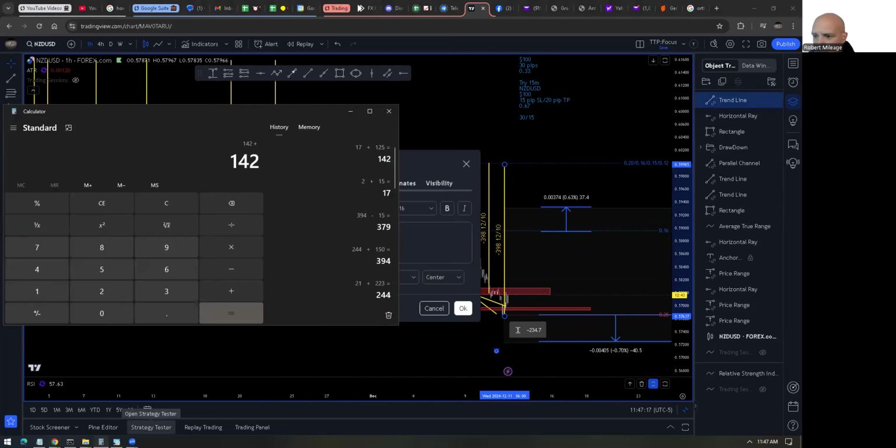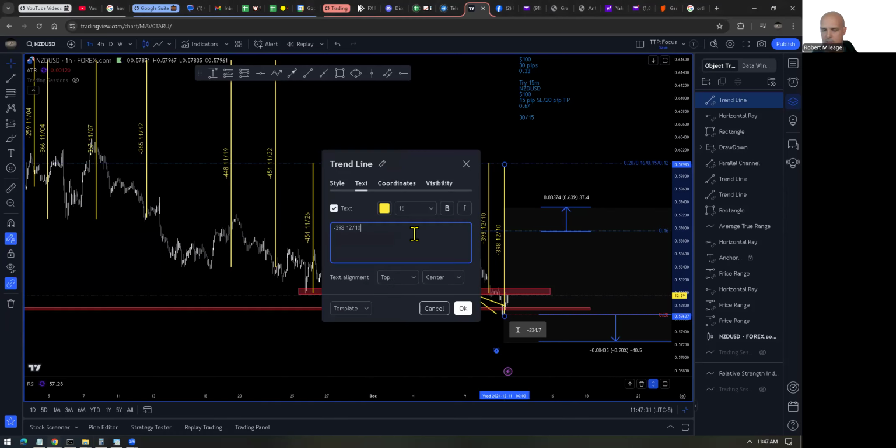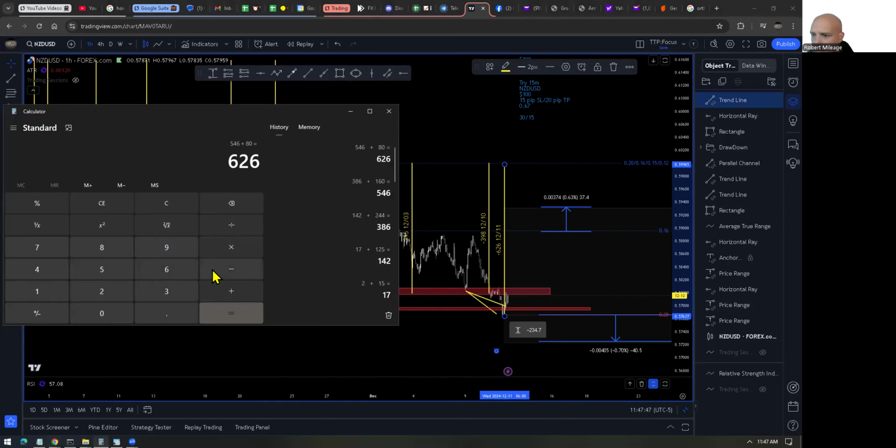NZDUSD, we have a 244 plus 160 plus 80. We are now up to 626. Yep, 626. That seems off. Let me make sure I'm doing my math right. I got a 245 plus a 160 plus an 85 or an 86.